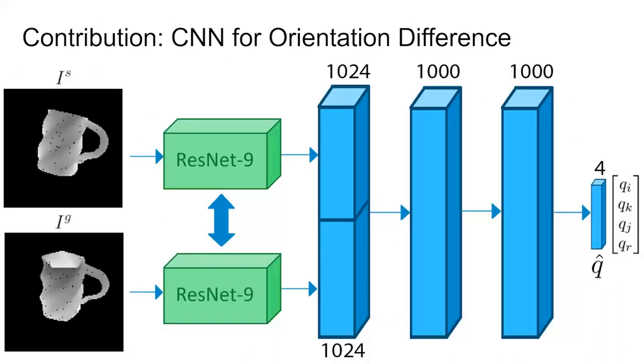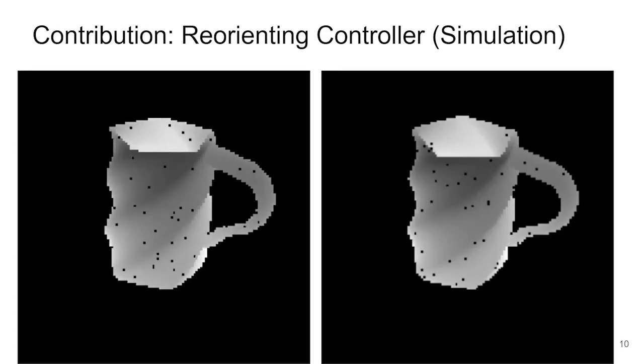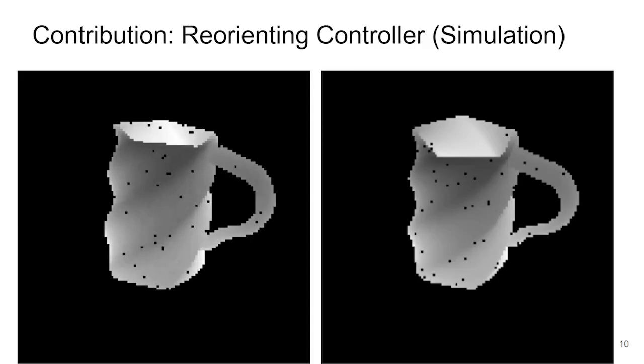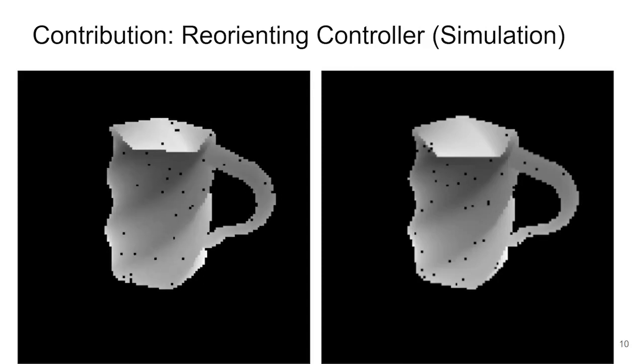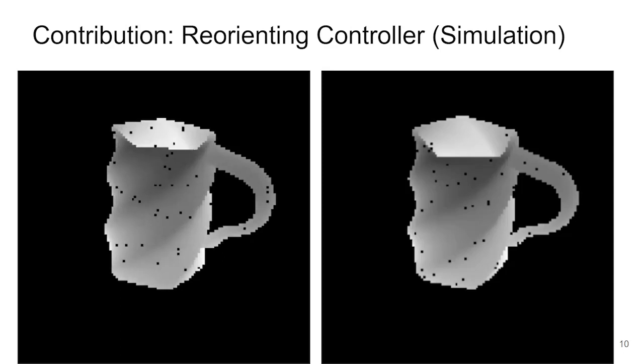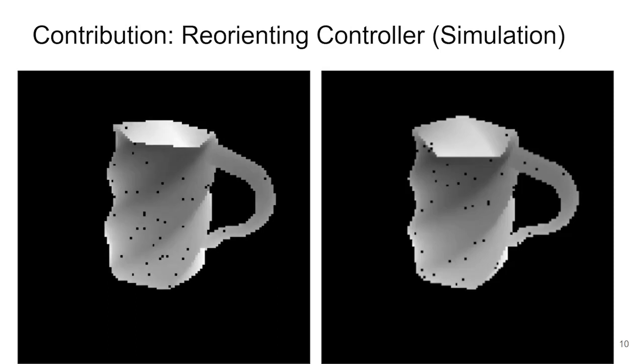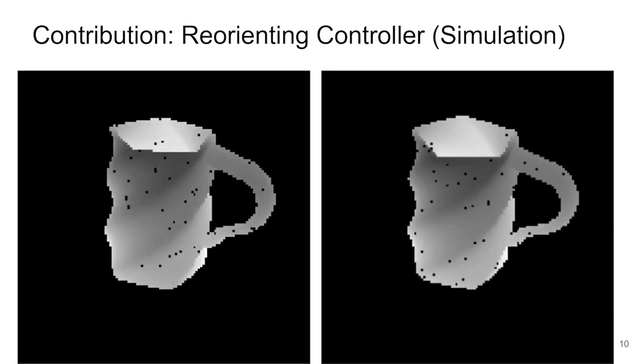In this paper, we make the following contributions. A self-supervised objective to train a convolutional neural network to estimate the rotation difference of a 3D object in two different orientations using two depth images. A controller that uses the CNN to reorient objects into a desired orientation without a reference 3D model or a reference orientation. Additionally, we have simulation experiments suggesting that the controller can reliably orient 22 novel objects by up to 30 degrees over 100 trials per object.